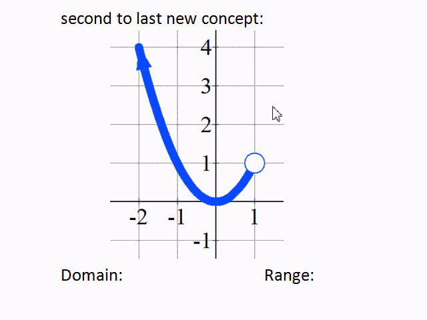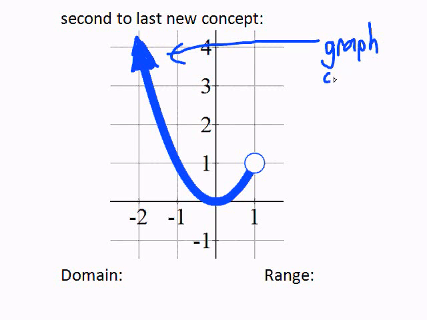So look at our second to last concept. This one's a little different from the previous one, mainly because it's got this arrow, which really doesn't look much like an arrow. Let's make that look like an arrow. Got this arrow right here, which means your graph, anytime you have an arrow, that means the graph goes on forever. So our graph is going forever to the left and forever up.